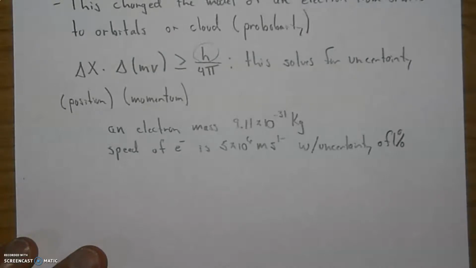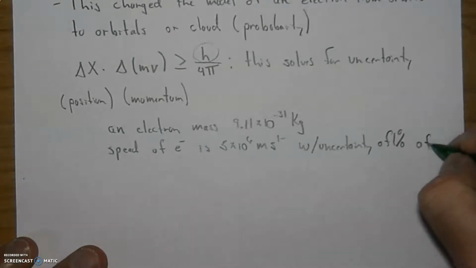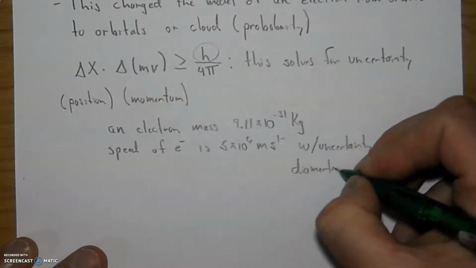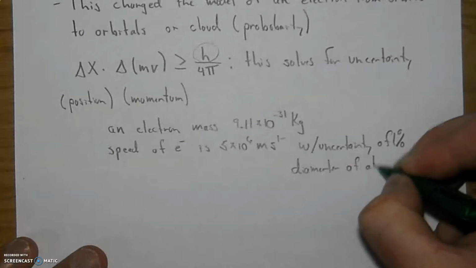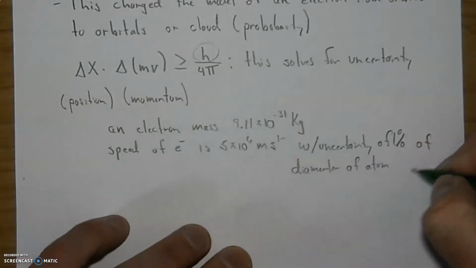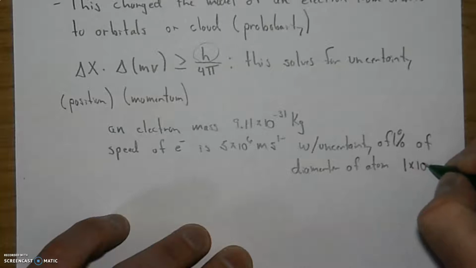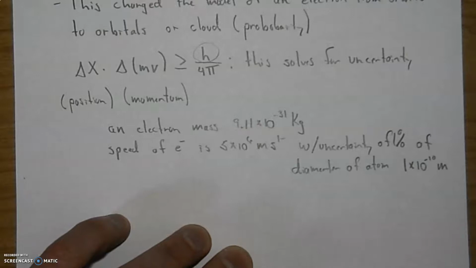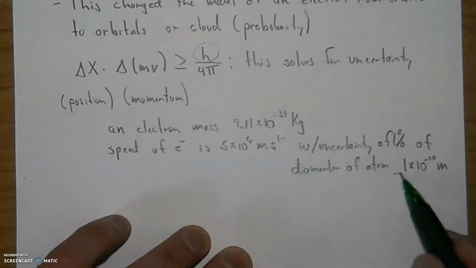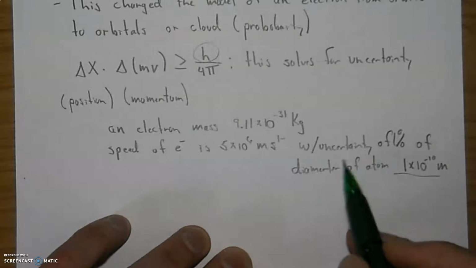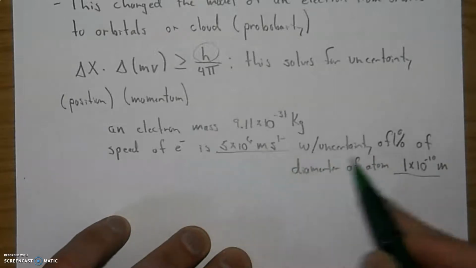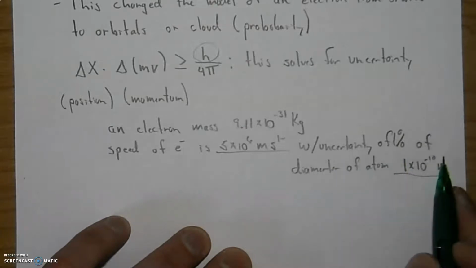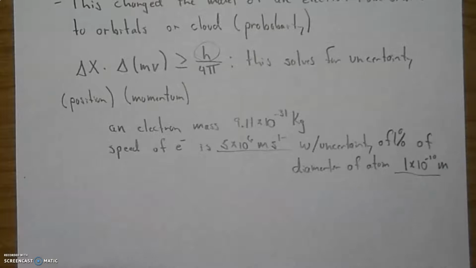We're going to say 1% of the diameter of the atom. And we're going to say the atom is 1 times 10 to the negative 10 meters in diameter. So an angstrom. So the atom is only this big, and we're going to say that we can find this electron with that speed with an uncertainty of 1% of this area. So let's see how close or good we come with this.